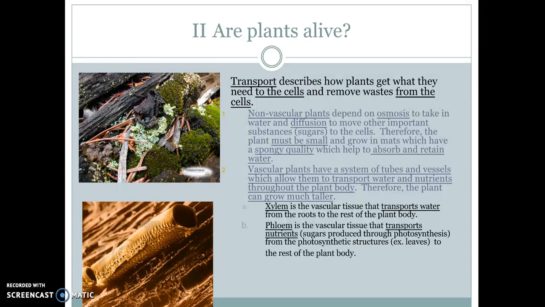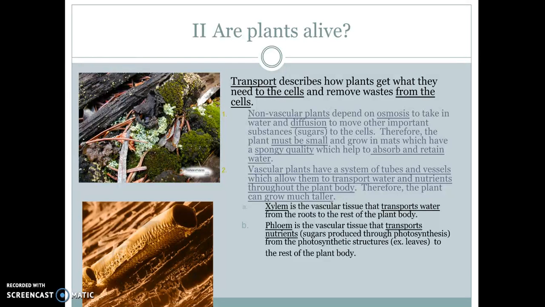So are plants alive? Well, yeah, they are, because they follow that STRINER process, all of those characteristics of living things. Transport describes how the plants get what they need to the cells and remove all of the waste from the cells that they don't need. Non-vascular plants depend on osmosis. Remember, that's the movement of water and the diffusion of other important substances, like sugars, to the cells.